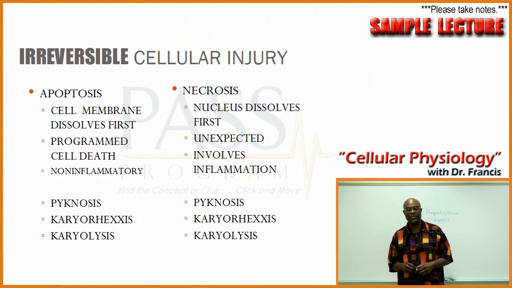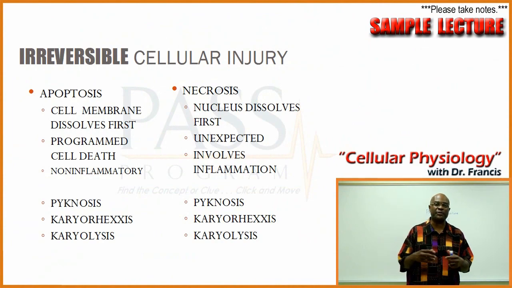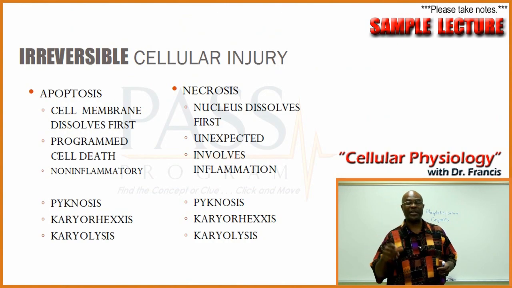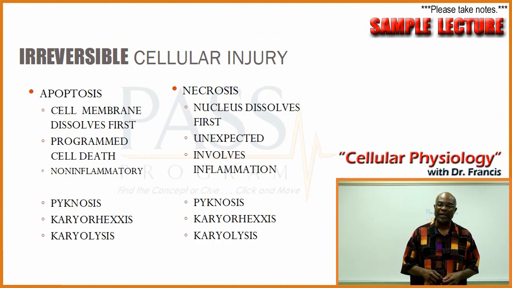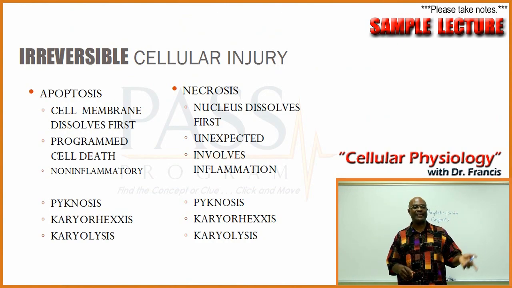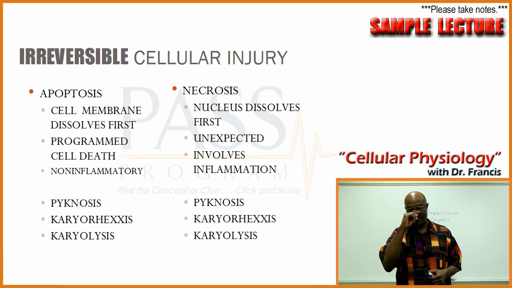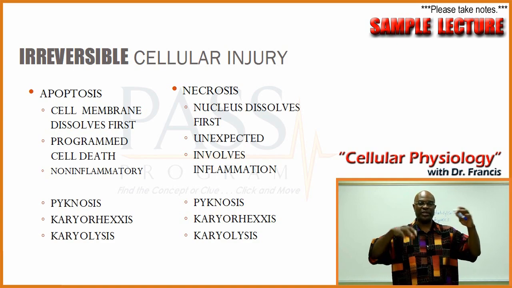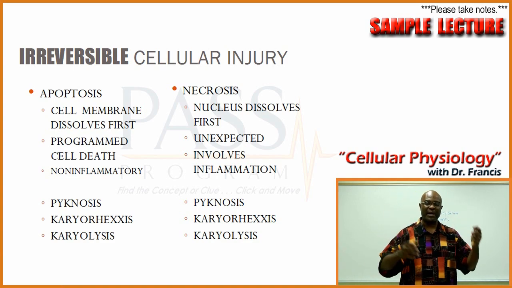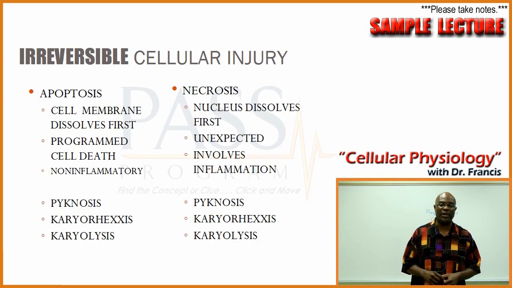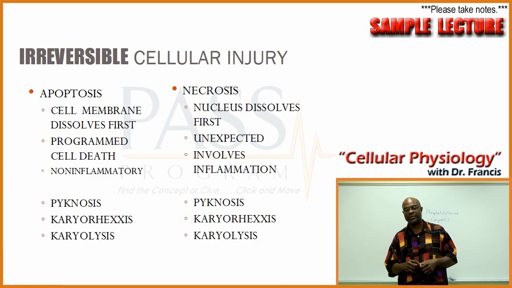Necrosis. In necrosis, this is unexplained or unforeseen cellular damage. In this case, if you want a cell to die immediately, what do you do? Attack its nucleus. So in necrosis, the nucleus dissolves first. And because this is unexpected, it's going to involve inflammation. That means the cell goes kicking and crying and screaming, and so the body has to go over there to find out what's going on. And we've already talked about inflammation several times. The neutrophils are going to be your first line of defense.